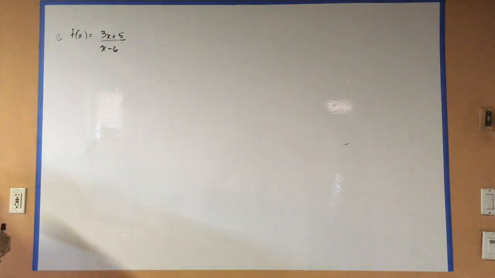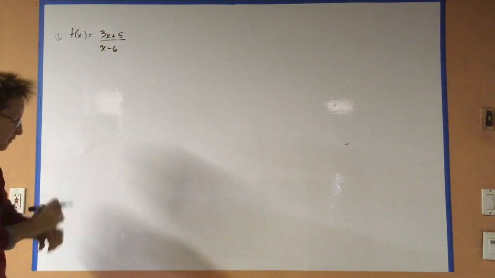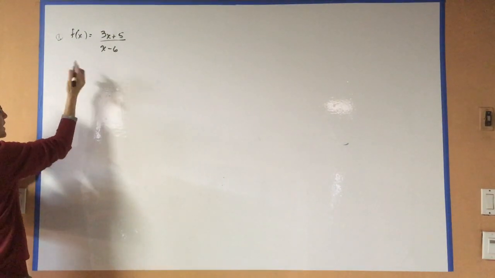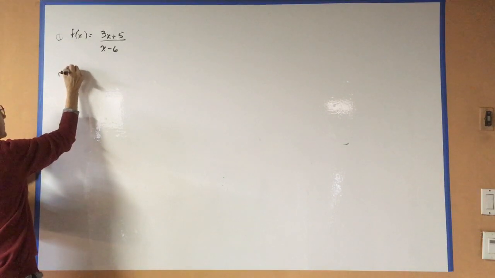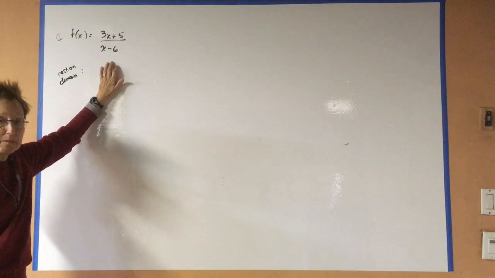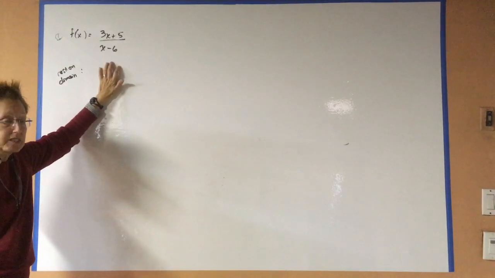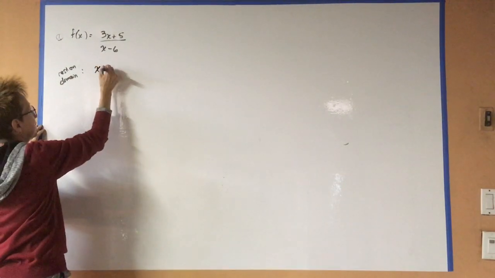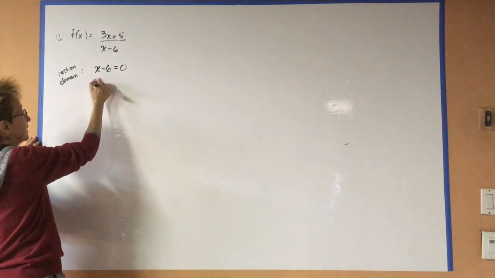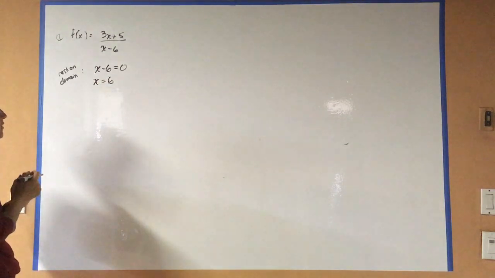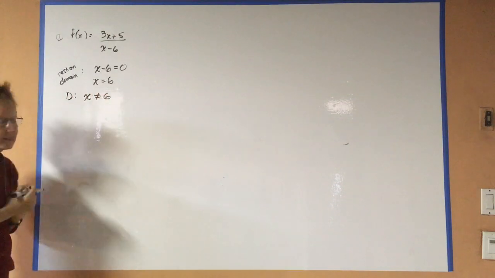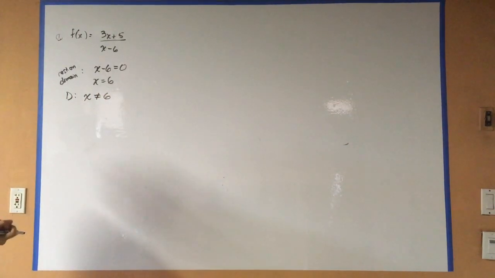So they want me to find VA, HA, and OA if they exist. So to find the vertical asymptote, first I need to look at restrictions on the domain. Restrictions on the domain are coming from where the denominator is equal to 0. I can eyeball this one, but just so you have it in your notes, we set it equal to 0 and we solve. We're just going to get one answer, x equals 6. So the domain is x cannot equal 6. That's the only value that x can't be.